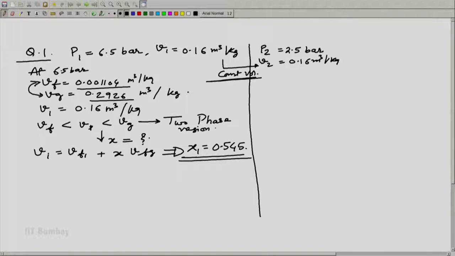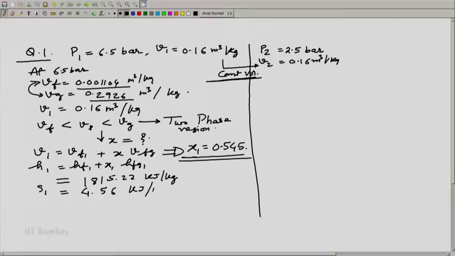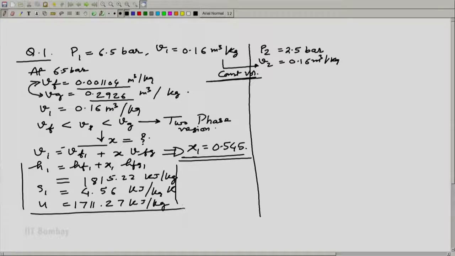Alright. When I know the value of x, I can get the value of h1, which is equal to hf1 plus x1 times hfg1. If I put these values, I will get 1815.22 kilojoule per kg as the value of h. Similarly, I will get the value of S1 as 4.56 kilojoule per kg Kelvin, and I will get the value of U also as 1711.27 kilojoule per kg. Alright. So, these are the values which I will get for state 1.